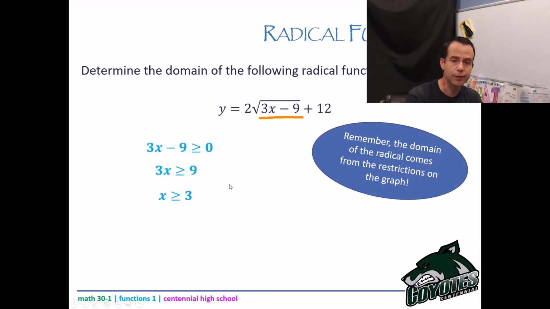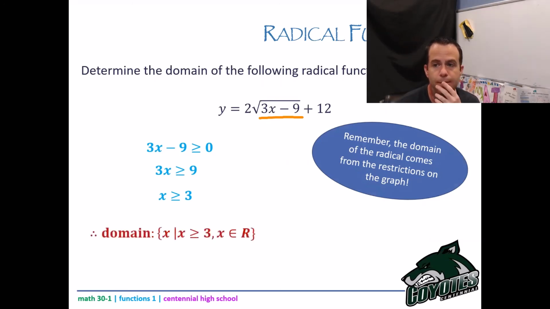So in set notation, that would be all the values of x such that x is greater than or equal to 3, comma, x is a member of the reals. Or in interval notation, that would be square bracket 3, comma, infinity, curved bracket. Make sure you're listing the word domain. If you are going to tell me the domain, I need to know that you know what you're talking about.